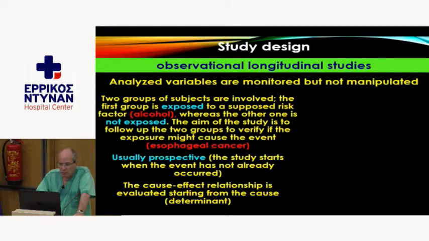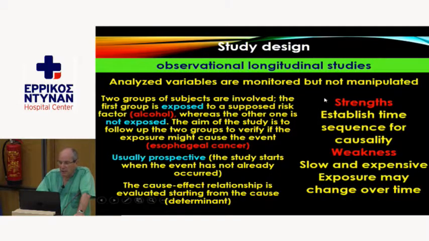Usually it is prospective. The study starts when the event has not already occurred, and the cause-effect relationship is evaluated starting from the cause, the determinant. The strength is that you establish the time sequence for causality, but the weakness is that it is slow, expensive, and the exposure may change over time. So someone that is currently drinking alcohol can stop drinking alcohol, so is not anymore in the study.